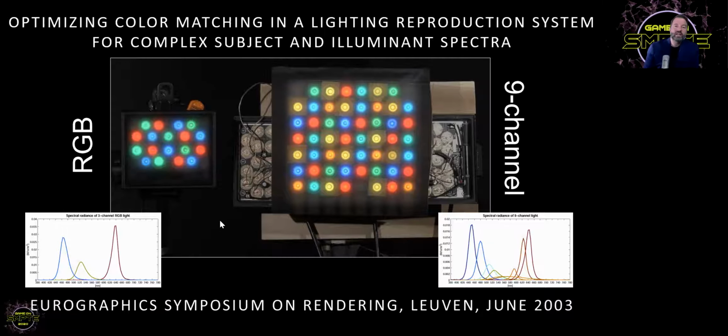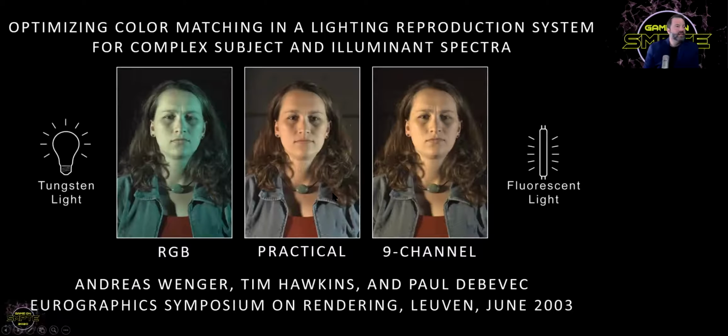So with this 9-channel light source, we actually showed in a research paper we published back then that even using relatively simple techniques for reproducing various light spectra, you can get a far better result with a 9-channel light source that you see on the right, simulating this lighting condition in the center, than you can with an RGB light source. Here we're trying to mimic the effect of tungsten light on the left and fluorescent light on the right.